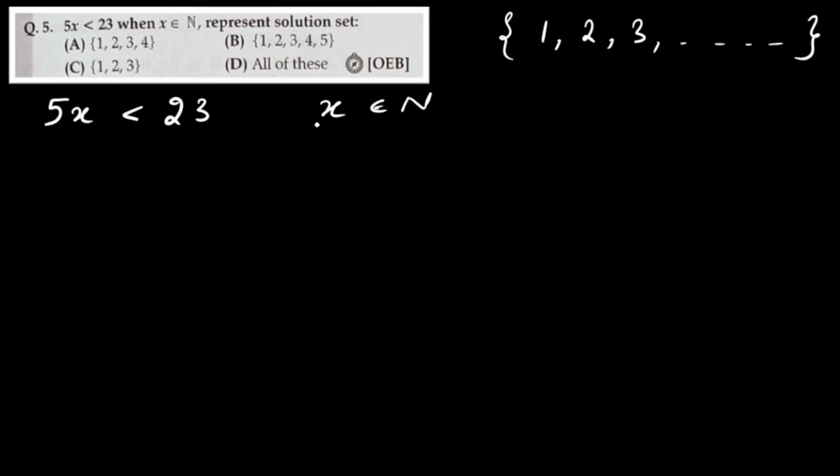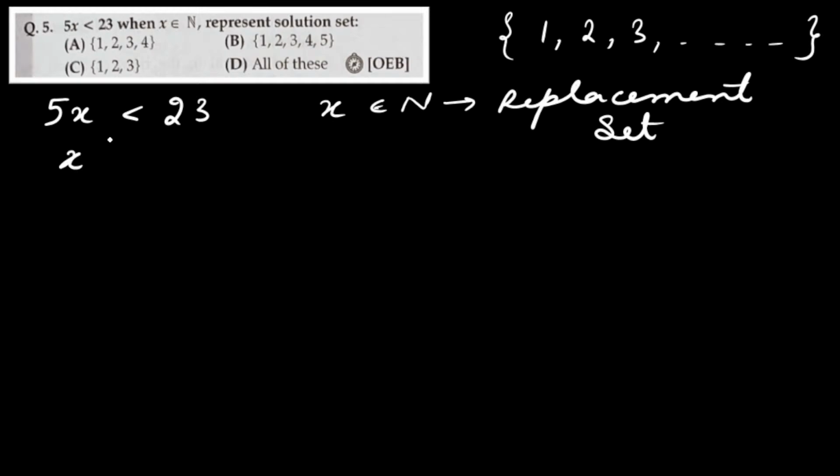Question number 5. I have 5x less than 23. Let's simplify this, and it's mentioned x belongs to natural numbers. That means from natural numbers we have to choose our solution. Natural numbers are the numbers starting from 1: 1, 2, 3 and so on. This is the set of natural numbers, and here the set of natural numbers is the replacement set. We have to choose our solution set from this set.